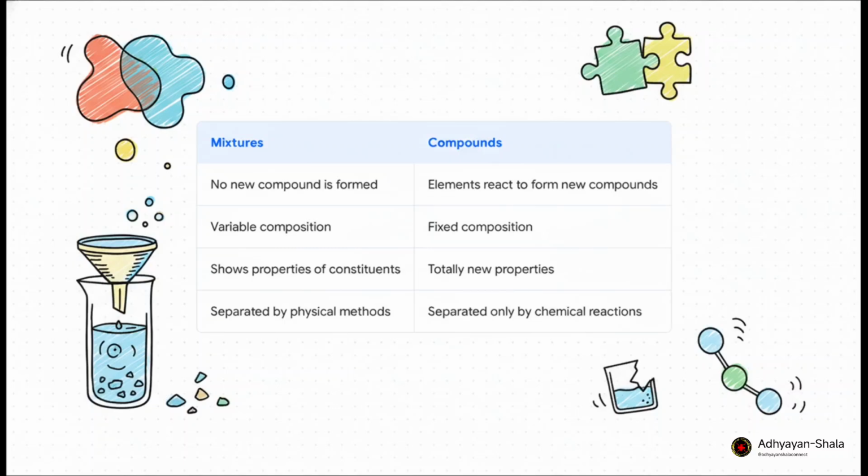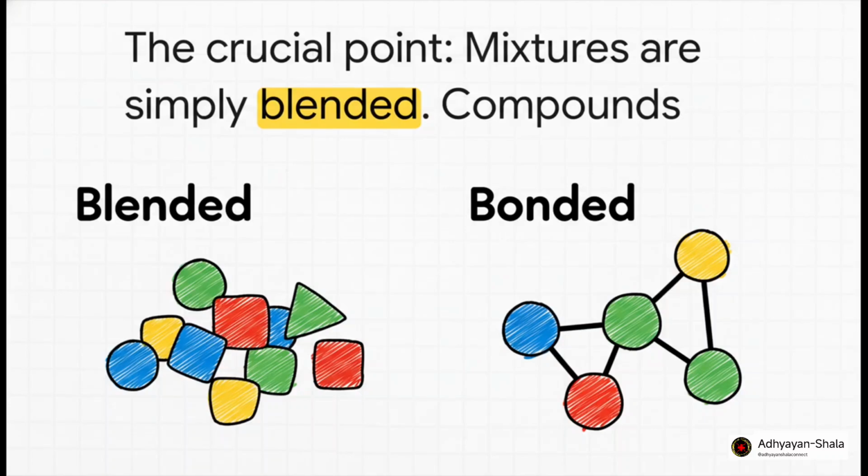Here's a big one. A mixture keeps the properties of its parts. Salt water is still salty and it's still wet. But a compound, it's a totally new thing. Water is nothing like the explosive hydrogen and the flammable oxygen that make it up, right? And finally, you can usually separate a mixture with physical means, like evaporation or a filter. But to break a compound apart, you're going to need a chemical reaction to break those bonds. So if you're going to remember just one thing from all this, let it be this. Mixtures are simply blended, but compounds are chemically bonded. That's the whole ballgame. It's kind of like the difference between a random group of people standing in a room and a tightly knit family holding hands.